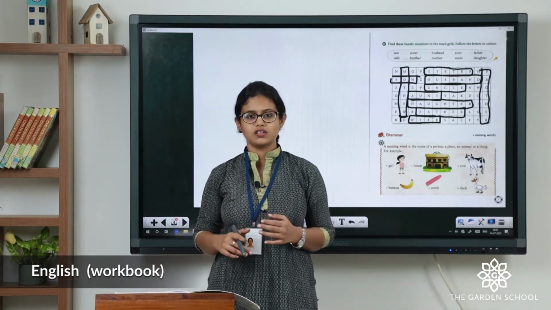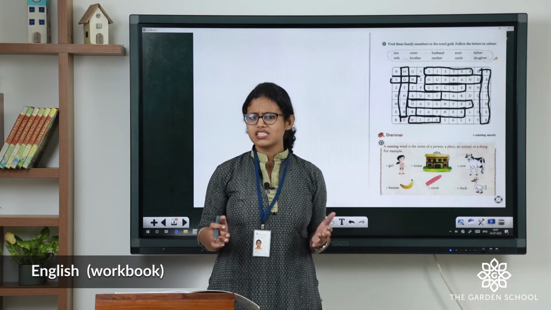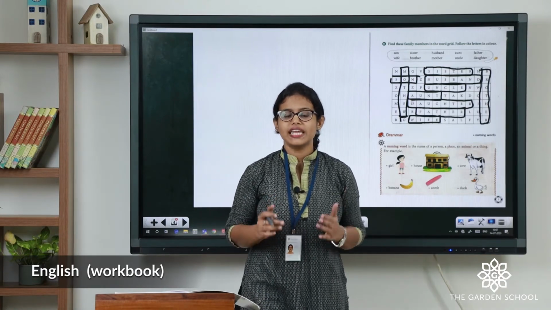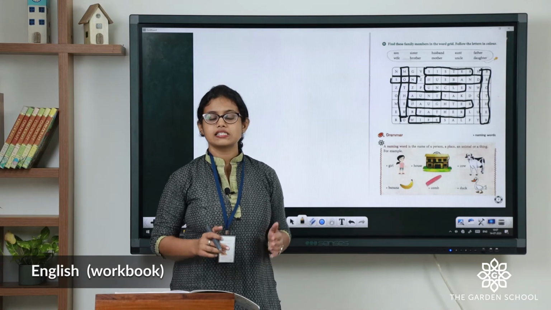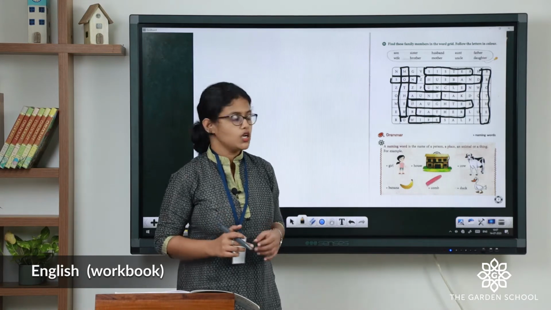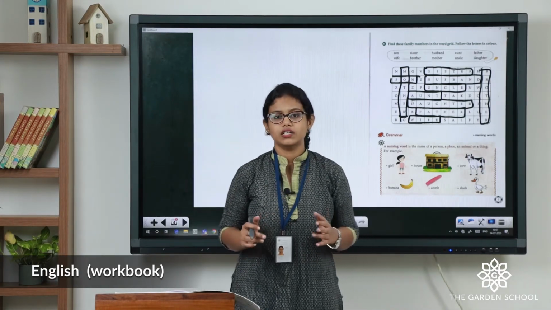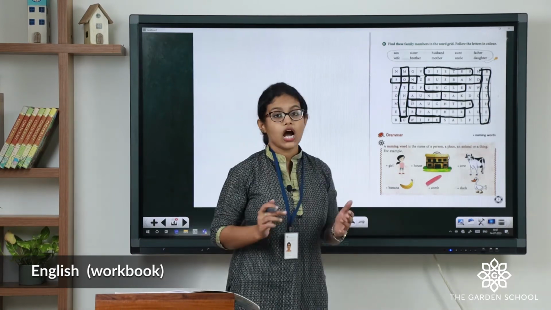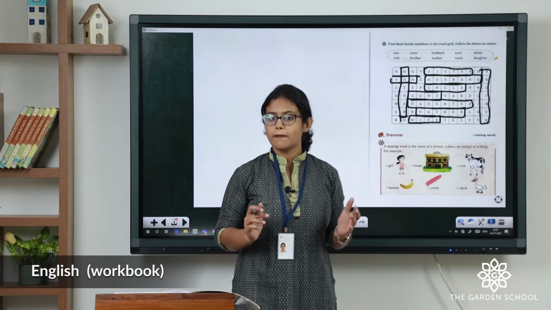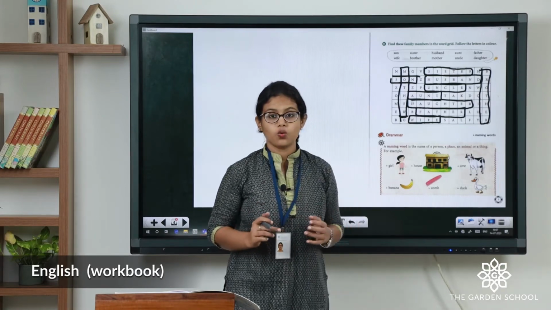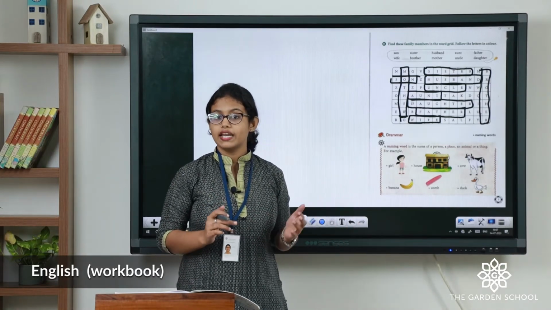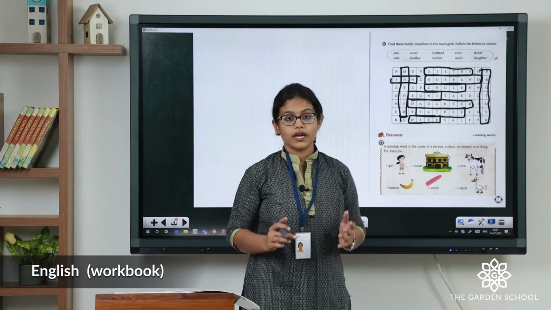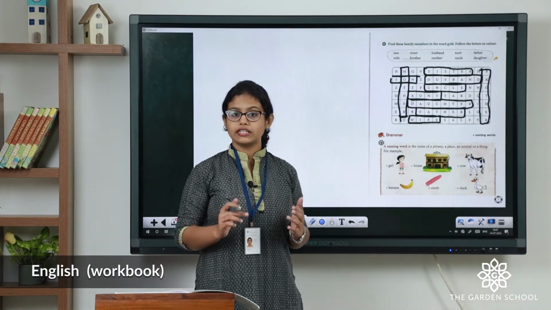So you all have learned what is a naming word. So what is a naming word? Naming word is a name of a person, place, thing, animal. So here you can see the picture of a girl. And she is the name of a person? Yes. Then what about the house? It is the name of a place. And what about the cow? It is the name of an animal. And what about the banana? It is the name of a thing.